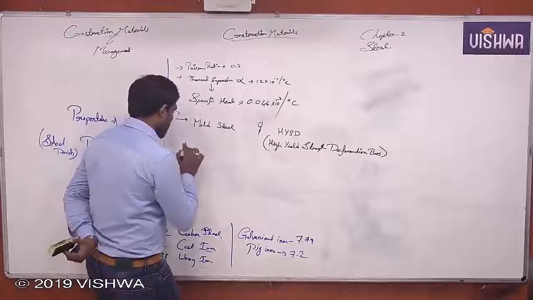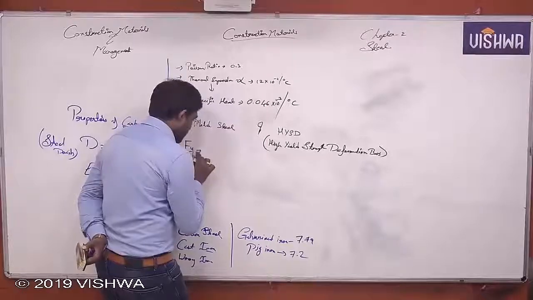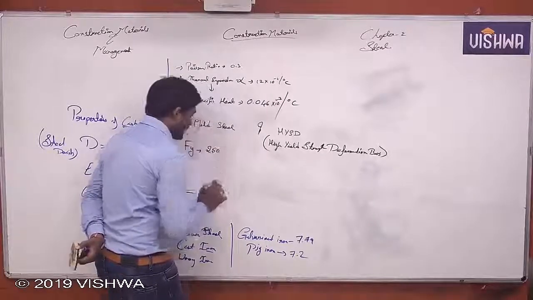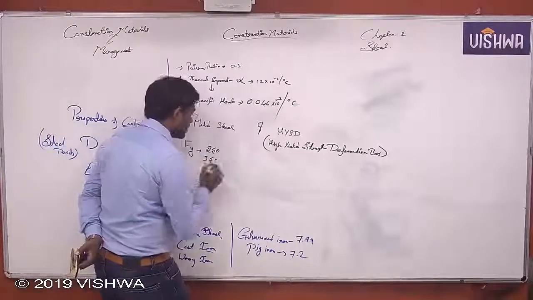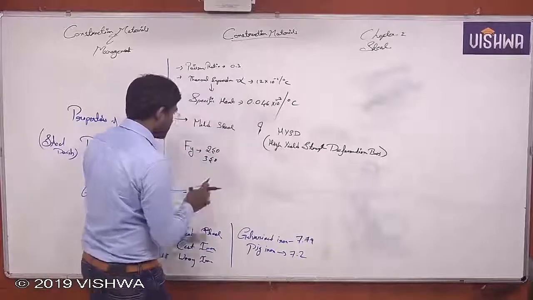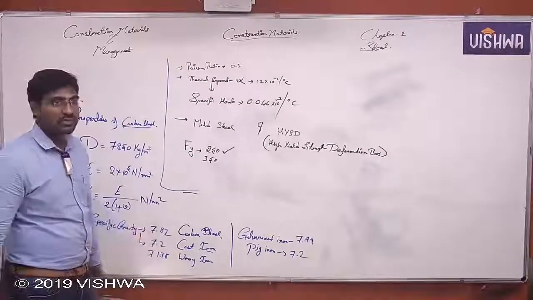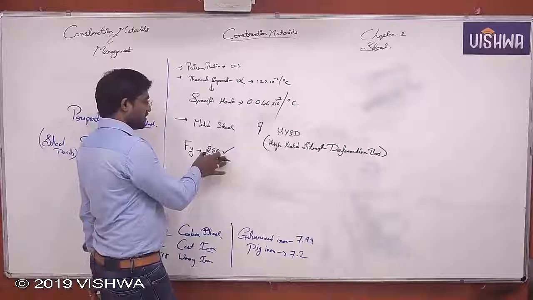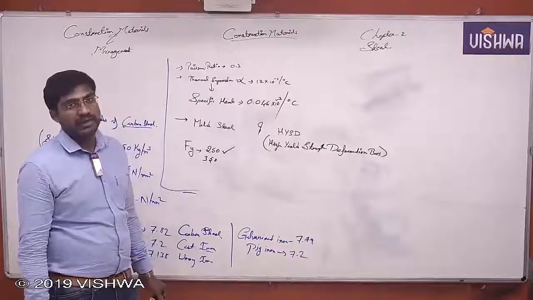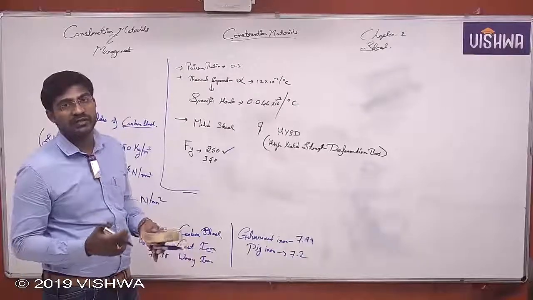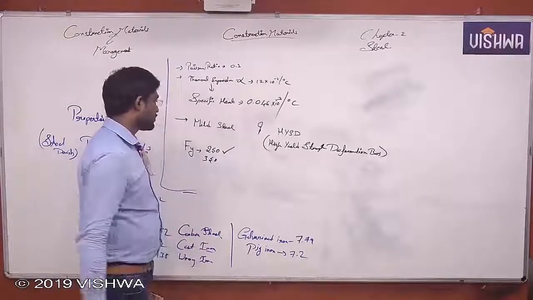In general, with respect to mild steel, we formulate Fy equals 250 grade. So we have mild steel in the 250 and 350 range. In general, the major use of mild steel will be with respect to the 250 grade. What exactly is 250? It is the characteristic strength of that steel, which is 250 Newton per mm square, or in general we call it 250 megapascals.